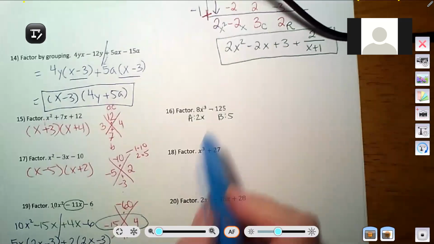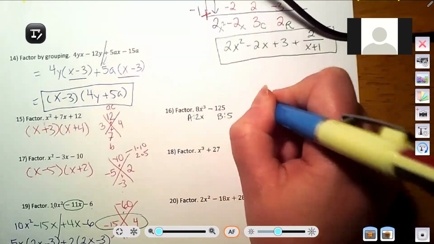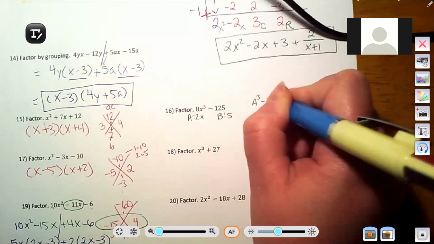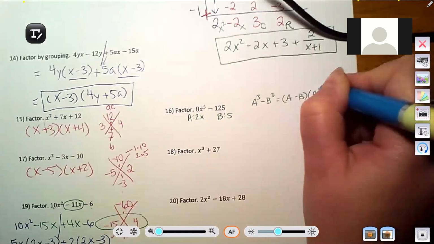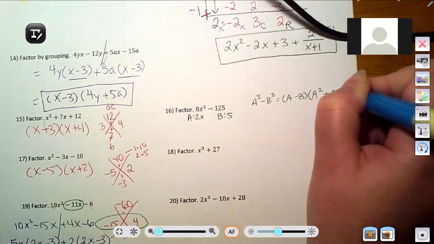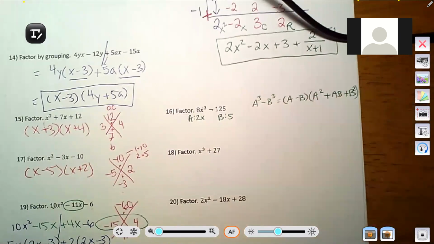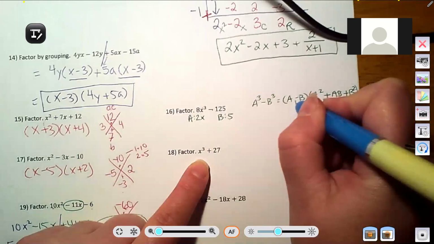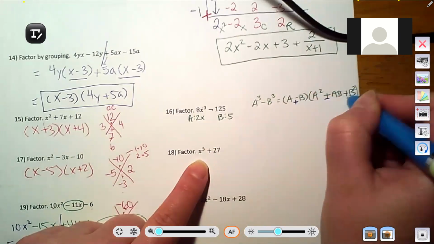And so then 5 times 5 times 5, 5 cubed is 125. So the rule for a difference of cubes is a minus b, a squared plus ab plus b squared. And if it was a plus, which we would be doing on the one below, then that would have been a plus there and a minus there, but it's always a plus.